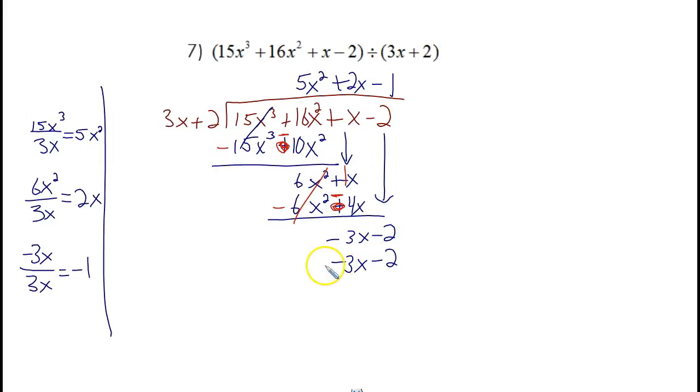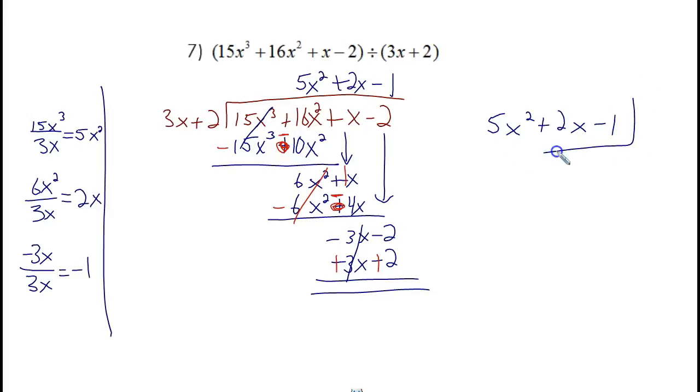When I subtract, both signs are going to change. When I subtract a negative, it becomes a positive. The 3x's cancel out. Negative 2 plus 2 cancels out. That means that I have a remainder of 0. So my final answer would be 5x squared plus 2x minus 1.